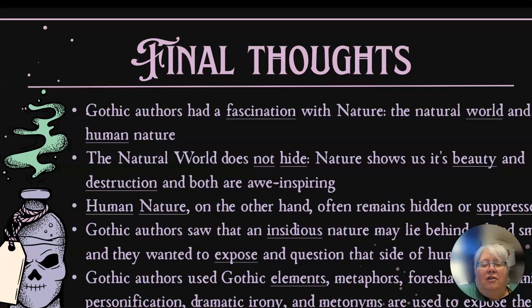Final thoughts on Gothic literature. Gothic authors had a fascination with nature, the natural world, and human nature. The natural world does not hide. Nature shows us its beauty and destruction, and both are awe-inspiring. Human nature, on the other hand, often remains hidden or suppressed. Gothic authors saw that an insidious nature may lie behind a kind smile, and they wanted to expose and question that side of human nature. Gothic authors used Gothic elements, metaphors, foreshadowing, simile, personification, dramatic irony, and metonyms, which were used to expose that side of humanity.